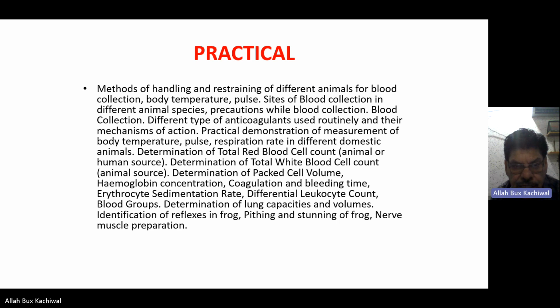determination of total red blood cell count, animal or human source, determination of total white blood cell count, animal source, the determination of packed cell volume, hemoglobin concentration, coagulation and bleeding time, erythrocyte sedimentation rate, differential leukocyte count, blood groups, determination of lung capacities and volumes, identification of reflexes in frog, pithing and stunning of the frog, nerve muscle preparation.